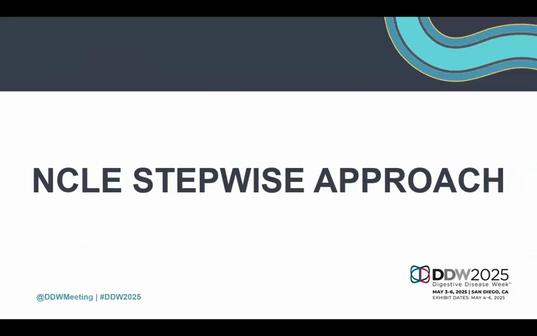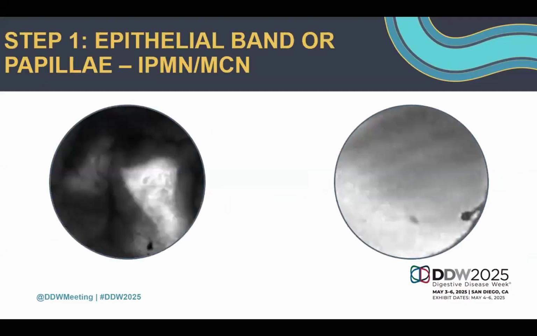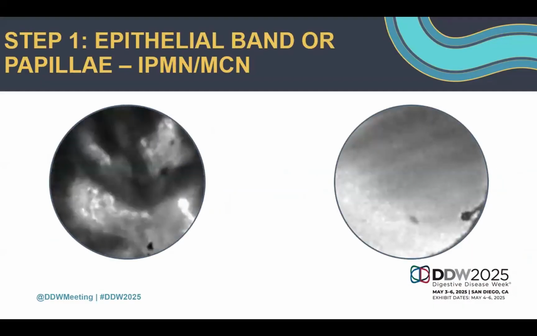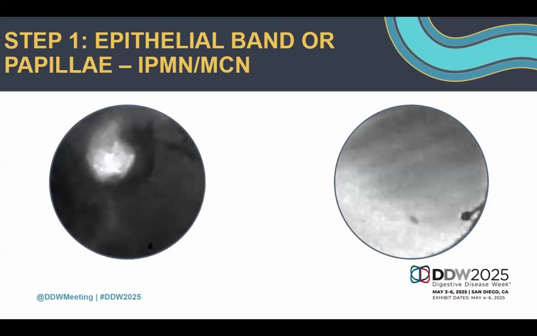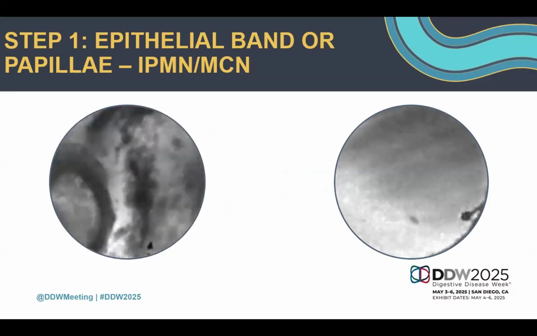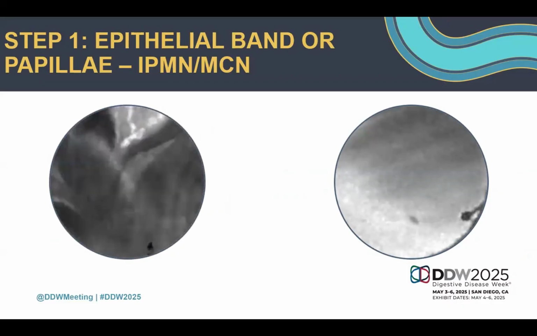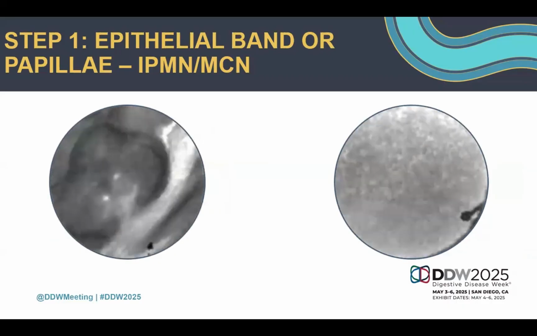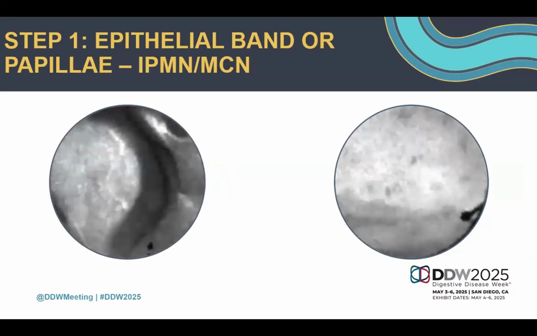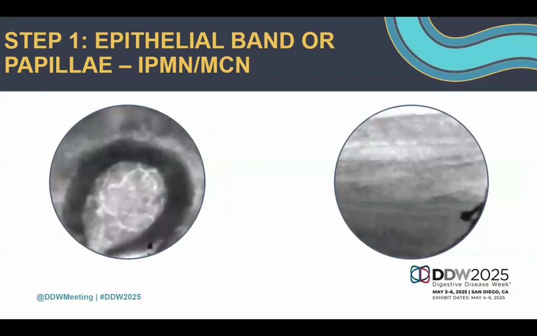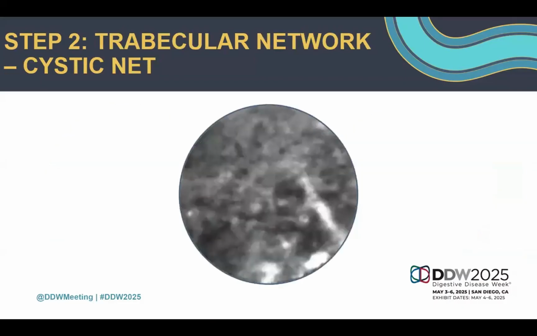And here's a stepwise approach to diagnosing pancreatic cystic lesions using nCLE. The first step is to detect the presence of papillae or epithelial bands, diagnostic of a mucinous cyst. Papillae, as we can see here, are finger-like projections with a vascular core, and this is typically diagnostic of IPMN. On the other hand, epithelial bands are flat and are seen with MCN or with IPMNs with low-grade dysplasia.